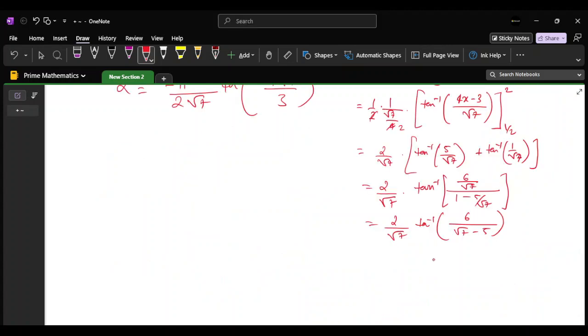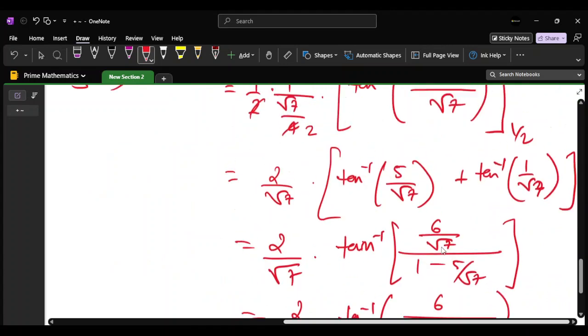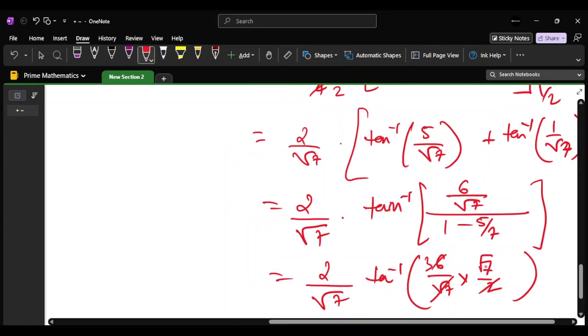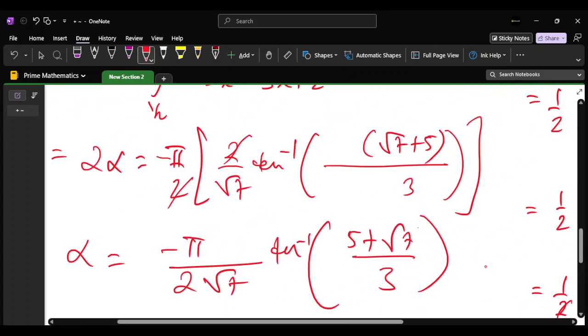Actually there's a slight error. If we have applied tan inverse x plus tan inverse y, it will be 1 minus product of x into y, means 5 by root 7 multiplied with 1 by root 7, which gives you 5 by 7. So after simplification of the LCM part, you will get as 2 by 7. So it will be 6 by root 7 multiplied with 7 by 2. So it will be 2 3 is 6, and root 7 cancels out at 7. So you get tan inverse 3 root 7, right? So there's a slight error over here.